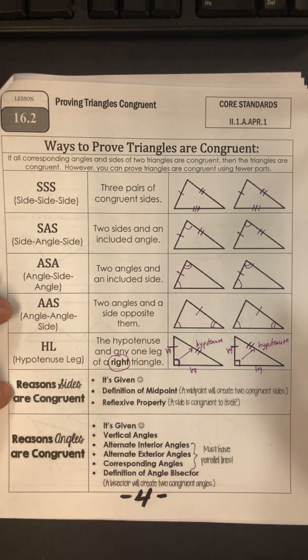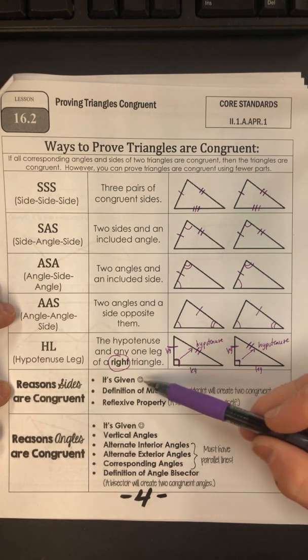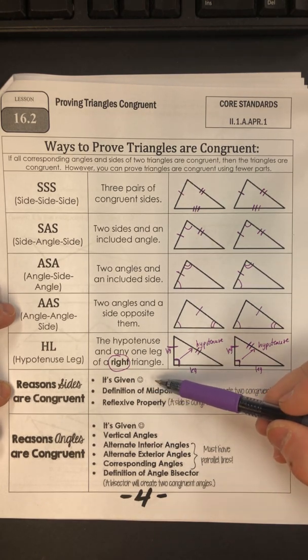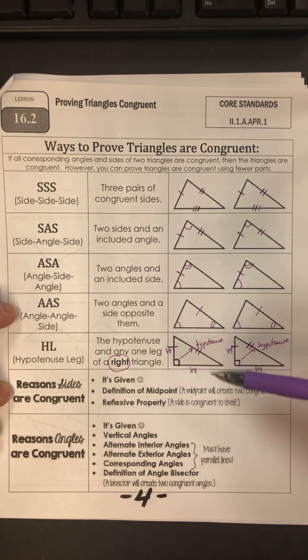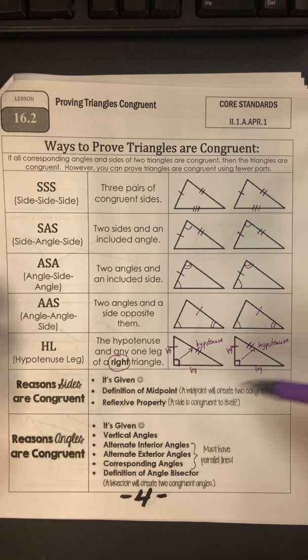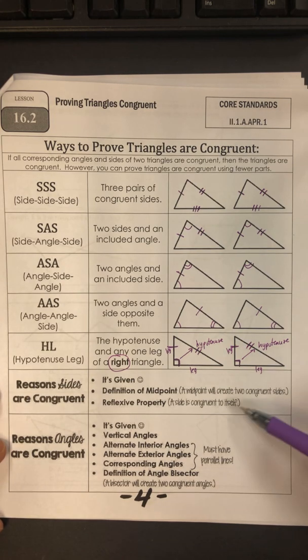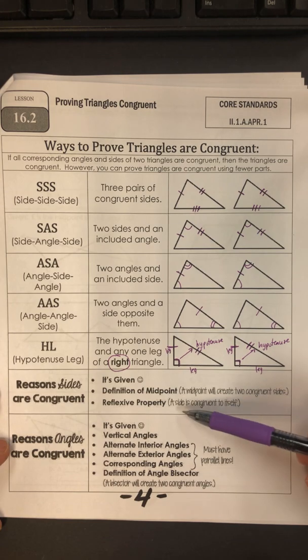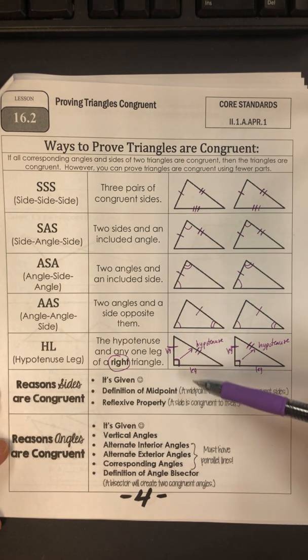All right, so as we're going through some of this, here are some reasons that sides can be congruent. Number one, they could be given to you in a given statement. Number two, you could have a midpoint. If you have a midpoint, then you know that's in the middle of a line, so you're going to have two congruent segments, which then would be possibly congruent sides of triangles. The reflexive property is something that's congruent to itself.